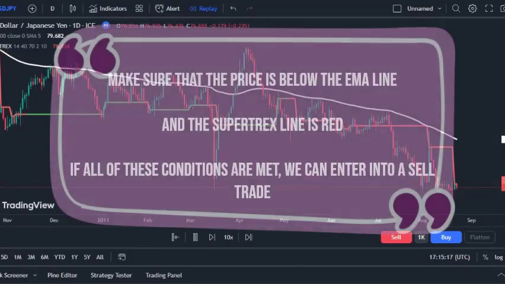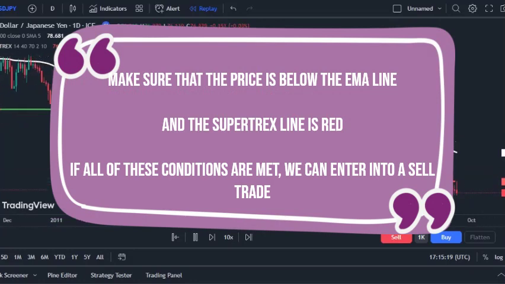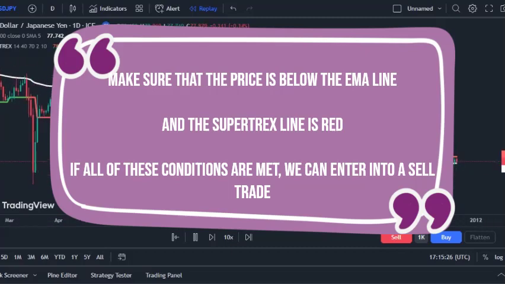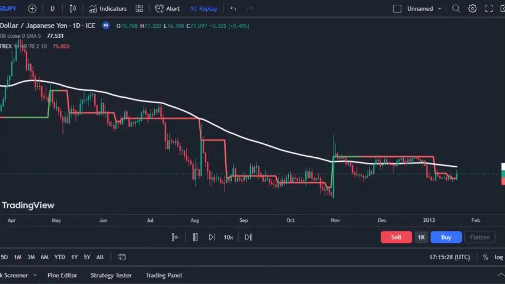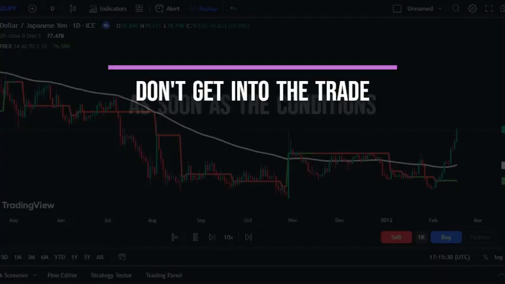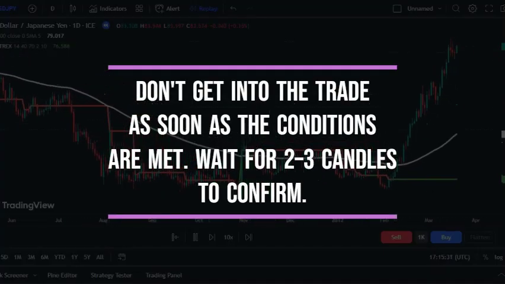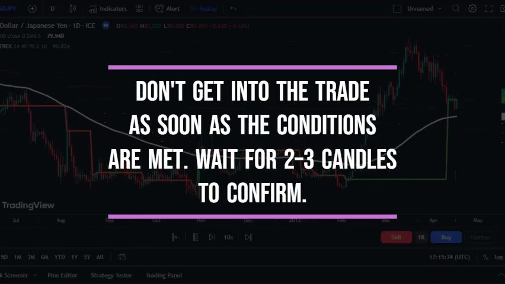Now to get into a profitable sell trade, make sure that the price is below the EMA line and the Supertrend line is in red color. If all of these conditions are met, we can enter into a sell trade. And keep in mind, as I told you before, don't get into the trade as soon as the conditions are met. Wait for at least 2 to 3 candles to confirm.